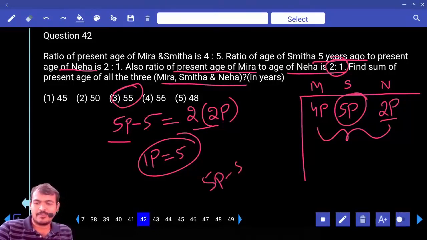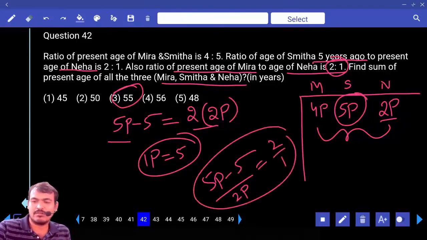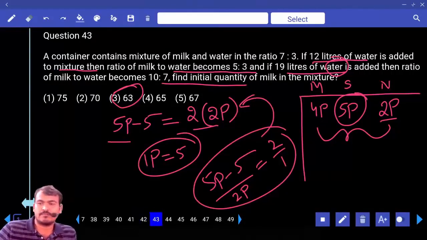5 parts minus 5 by 2 parts equal to 2:1. Both are in same or not? Okay. Next question number 43.